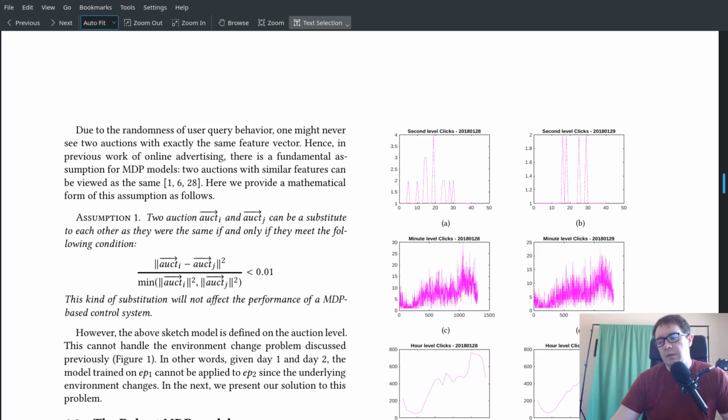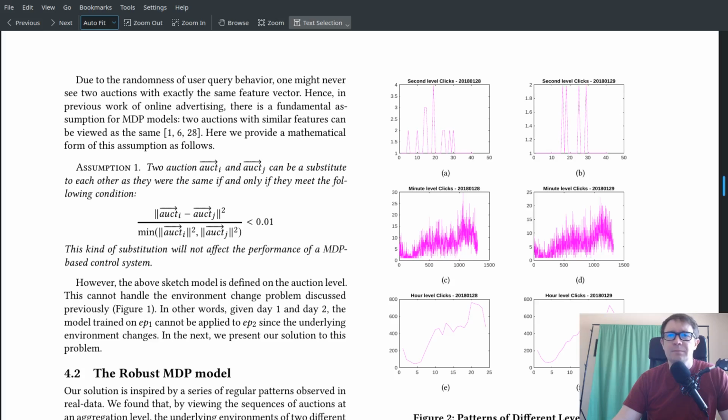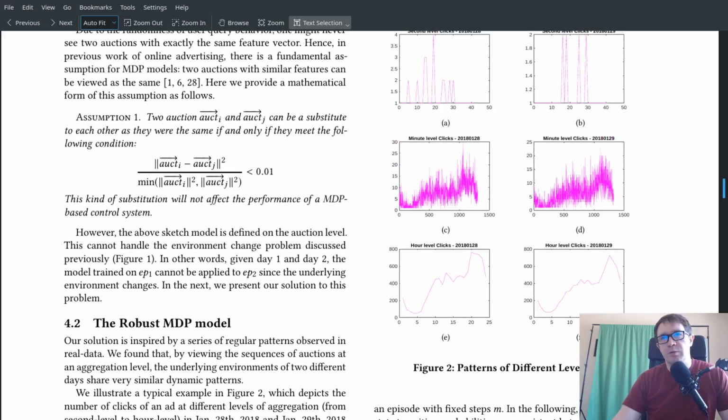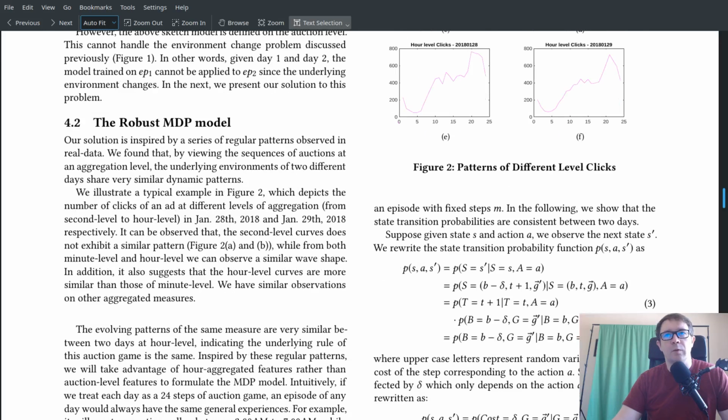Dangerous in the sense that it's probably not justified, because they never put any significant constraints on the vector for auction I and auction J. We'll get down to the meat of it later, where they show what they consider to be the vectors for auction I and auction J, but in my mind, this is highly suspect. And then, based upon this shaky house of cards, they go on to talk about the robust Markov decision process model.